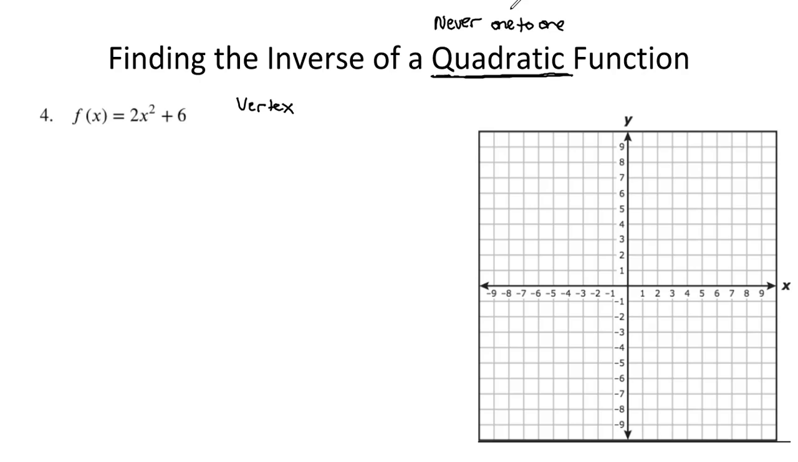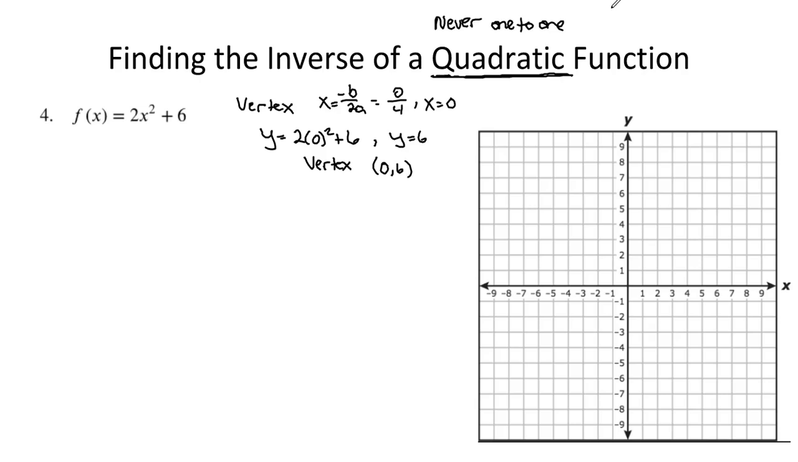What we need to do is restrict the domain. So what we're going to do is find the vertex, and then pick one side of it and use that as our domain. To find the vertex, we just do negative b over 2a, or you can graph it in the calculator if you want. Once we find out that x is equal to 0, we substitute in the 0 for all our x's, and we find out that our y is equal to 6. Our vertex is going to be 0, 6.